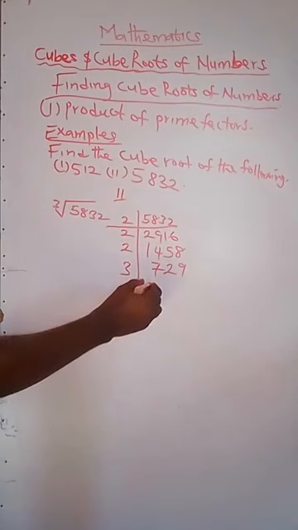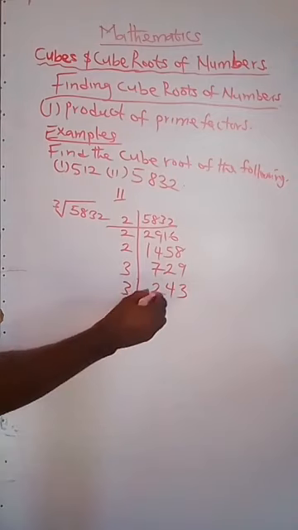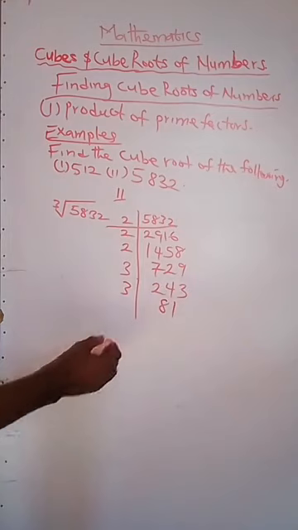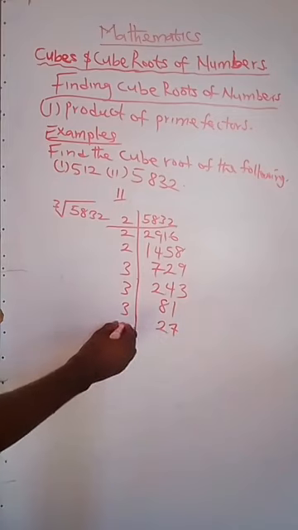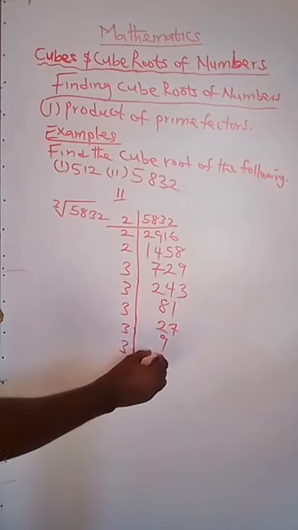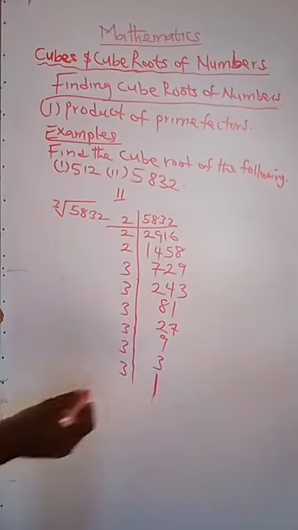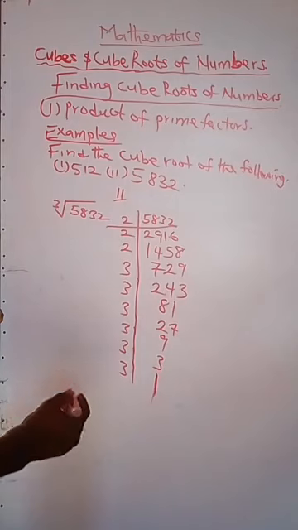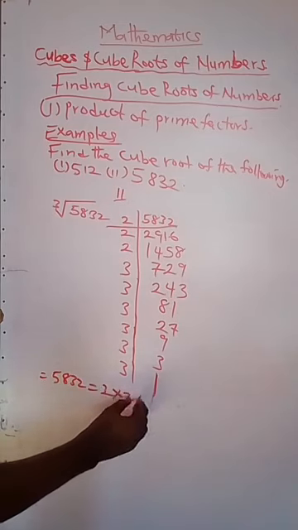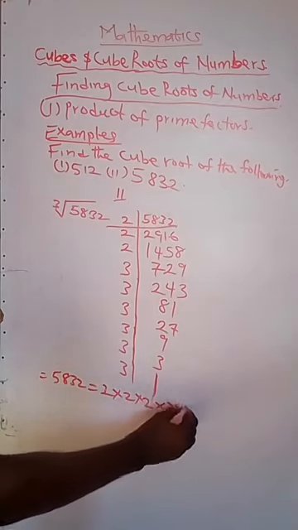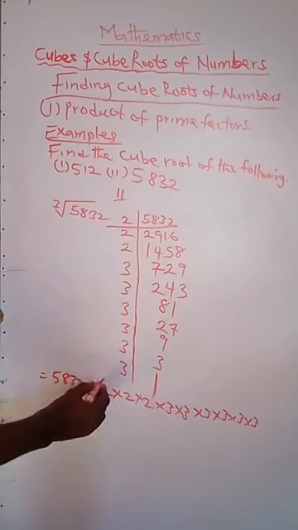Let's go with 3. 3, 243. 3 can still go. 3, 81. Let's go with 3 again. 3, 27. 3 again. 9. 3, 3, 1. Alright? Now when we reach 1, we can stop. So let's write what we have. So 5832 is 2 times 2 times 2 times 3 times 3 times 3 times 3 times 3 times 3. So since cube is power of 3, let's separate them into threes.